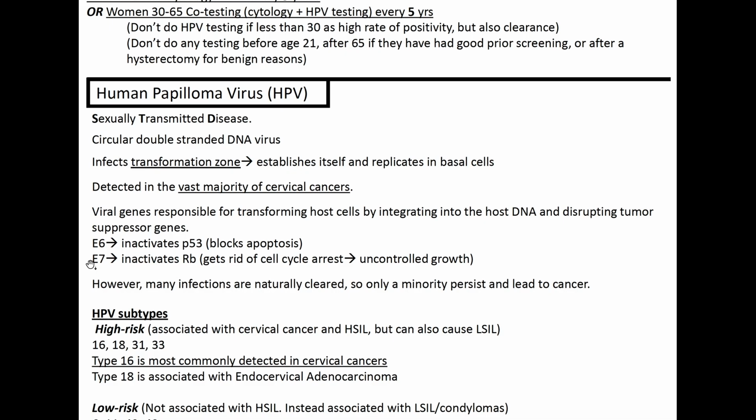So the high-risk HPV subtypes to be aware of are 16, 18, 31, and 33. Those are the subtypes associated with cervical cancer and HSIL, but can also cause LSIL. Type 16 is most commonly detected in cervical cancers, and type 18 is associated with endocervical adenocarcinoma, or as I mentioned earlier, AIS is associated most commonly with high-risk HPV subtype 18. And then, of course, there's the low risk, 6, 11, 42, and 43. I always think of 6 and 11 because those are associated with condylomas.